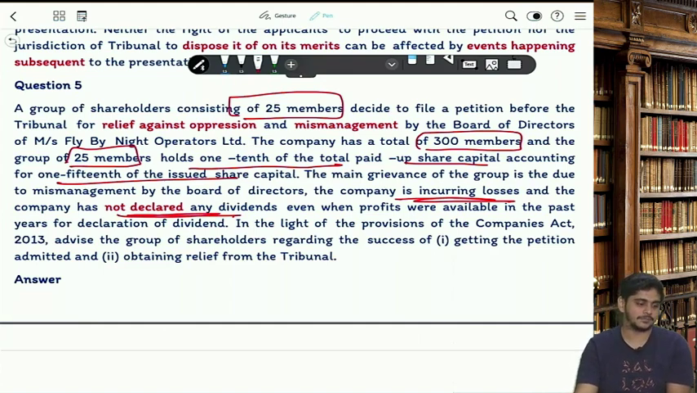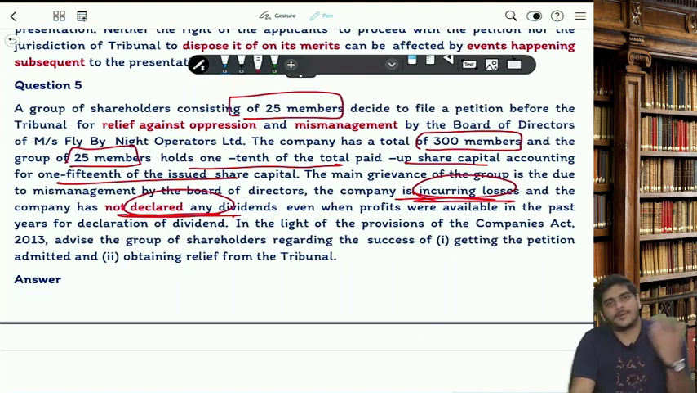As per the Companies Act, advise the group of shareholders regarding the success of getting the petition admitted and obtaining relief from the tribunal. Children, people who are using the calculator and calculating what is 1/10 and 1/15, it's pointless. You don't have to do anything. Why, sir? Because both the reasons given in the question, that is the losses and the dividend, are not acts of oppression.